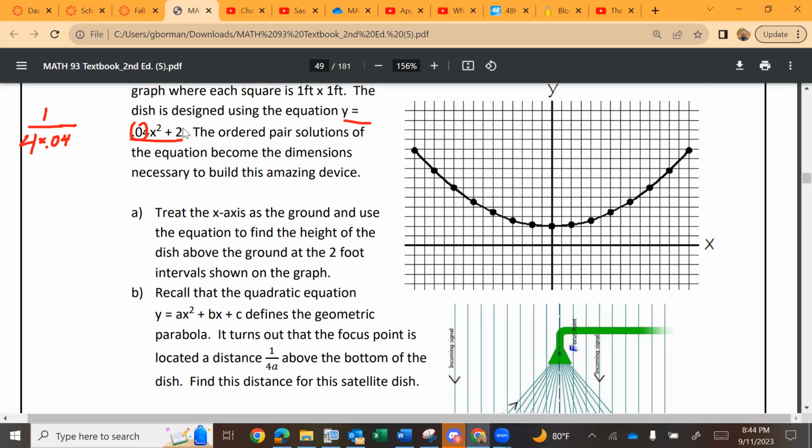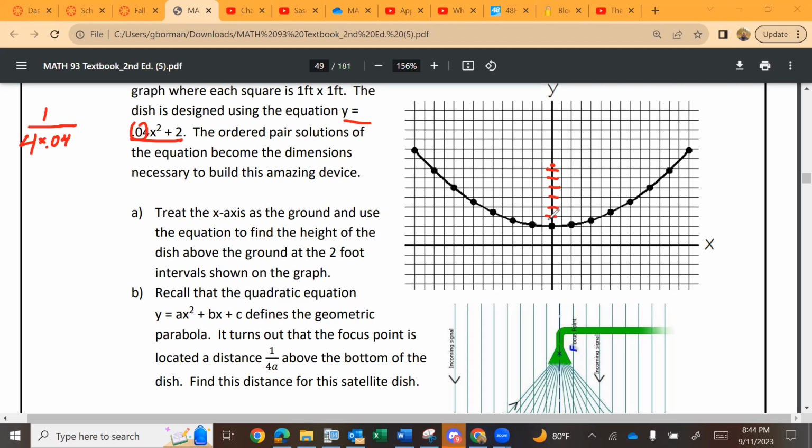Okay, and so 6.25, what does it mean? That means that 1 over 4a tells you how far above the center point, called the vertex, the focus of the parabola is. So it's up 1, 2, 3, 4, 5, 6, and a quarter. So right there at my dot, that's going to be the focus of the parabola.